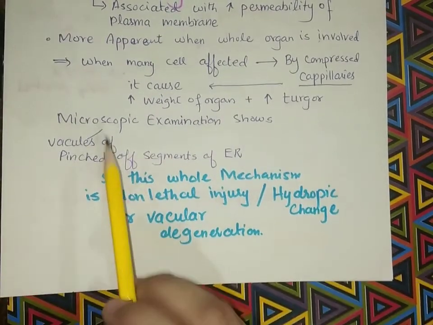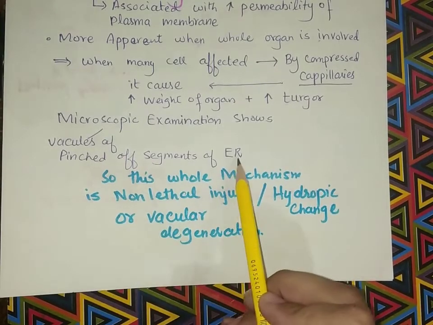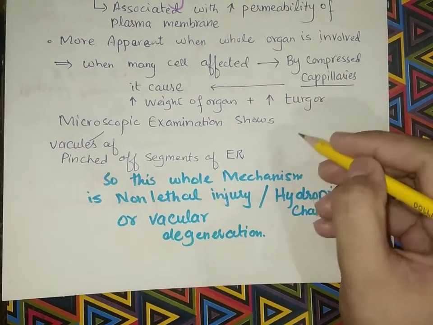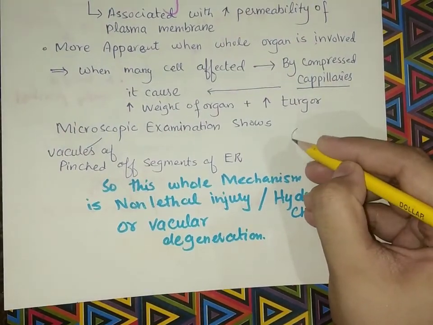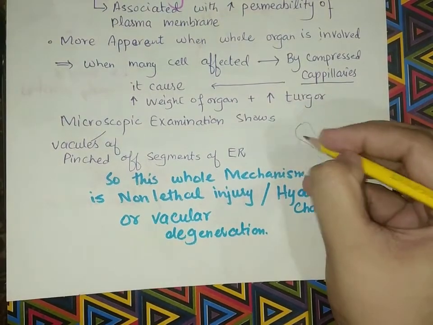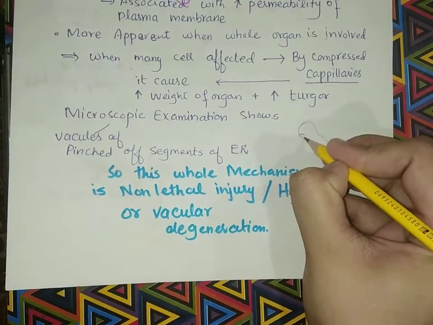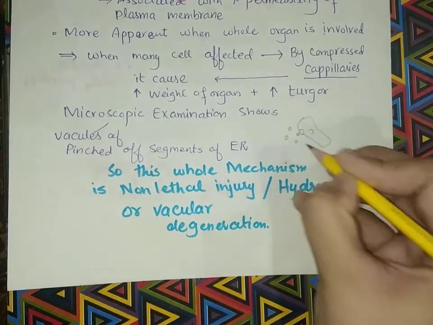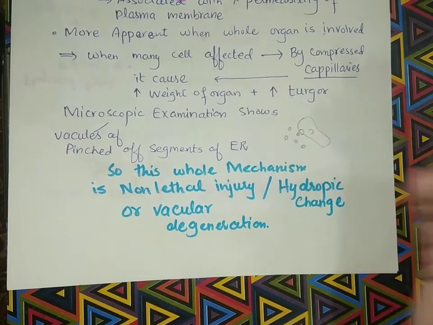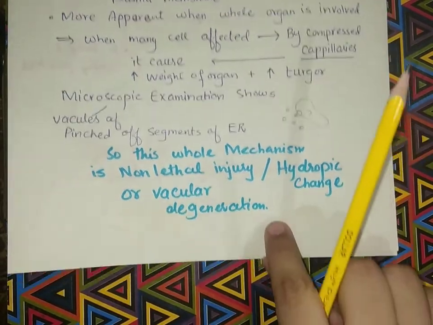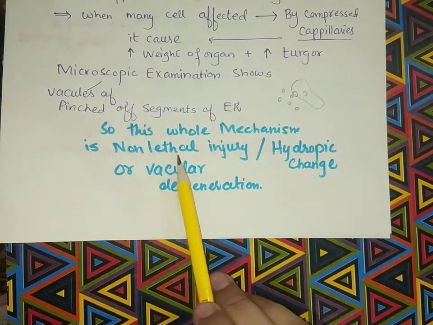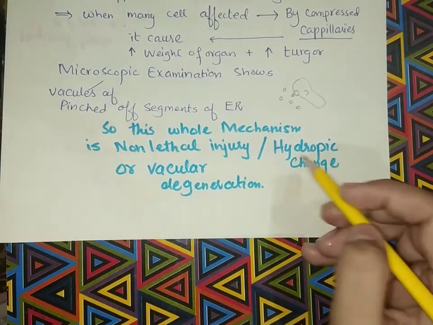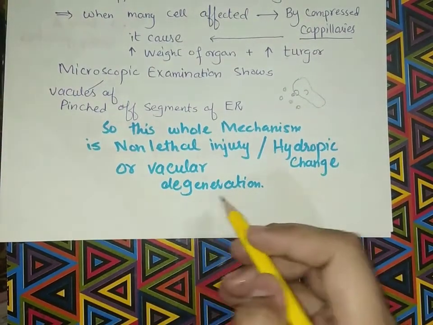Microscopic examination shows vacuoles of pinched off segments of the endoplasmic reticulum. Pinched off segments look like this. For example, this is the segment. This is the endoplasmic reticulum. So a pinched off segment will look like this in the cell cytoplasm. So this whole mechanism is a non-lethal injury, and this is also called hydropic change or vacuolar degeneration.